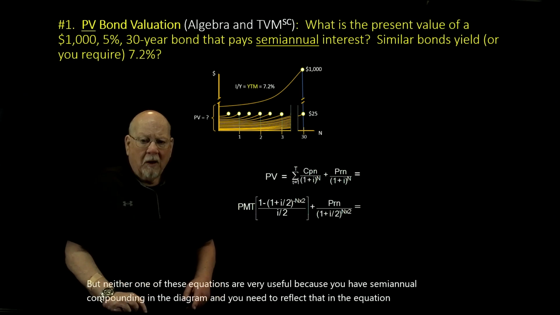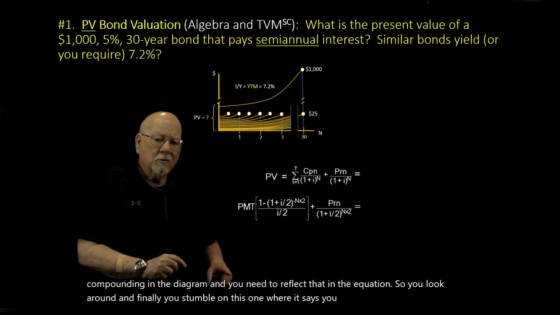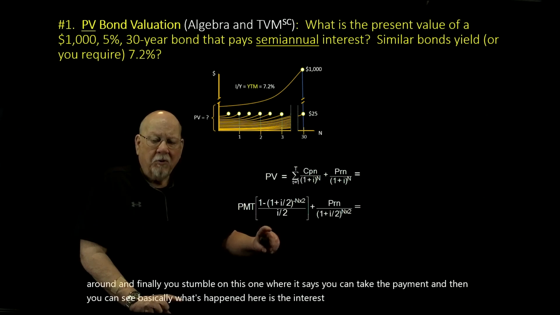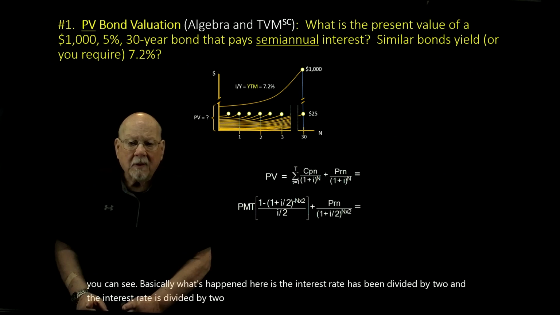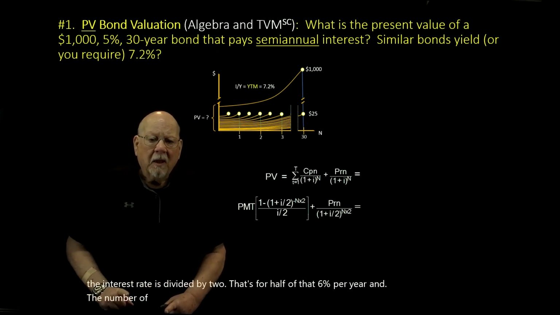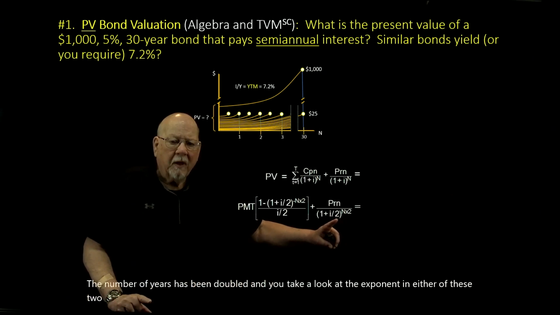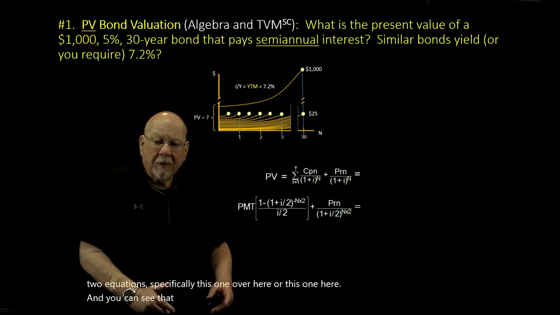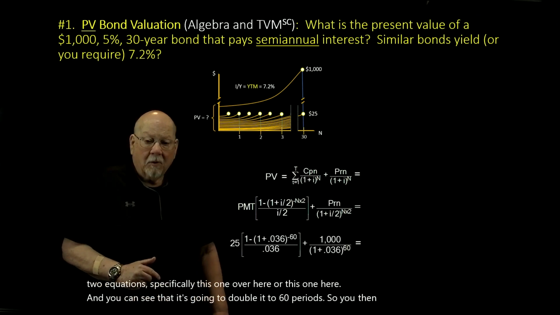So you look around and finally you stumble on this one where it says you can take the payment, and then you can see basically what's happened here is the interest rate has been divided by 2. And the interest rate is divided by 2, that's for half of that 6% per year. And the number of years has been doubled. And take a look at the exponent in either of these two equations, specifically this one over here or this one here. And you can see that it's going to double it to 60 periods. So you then populate the equation.